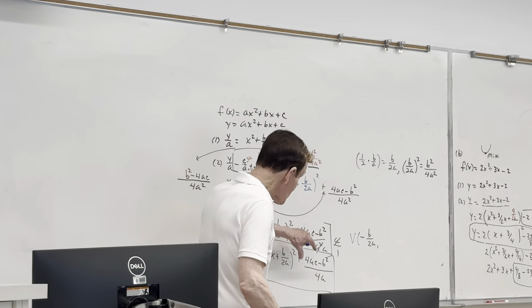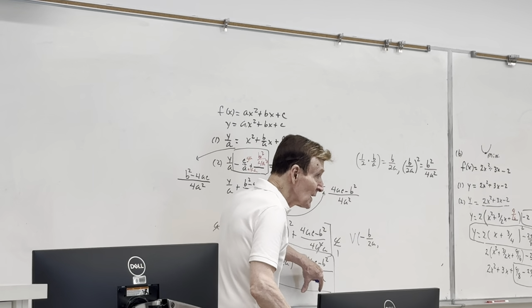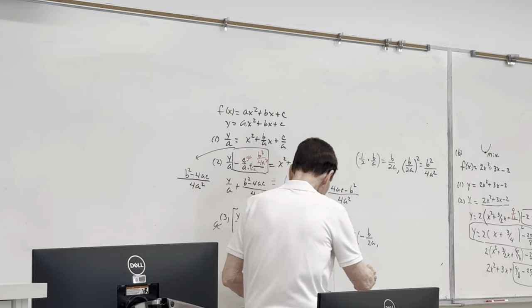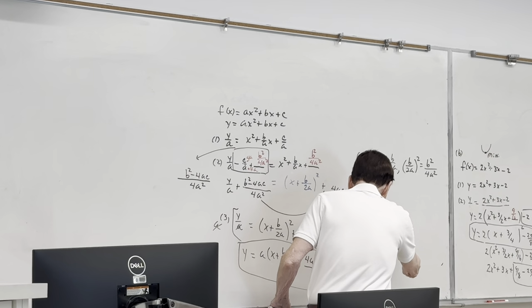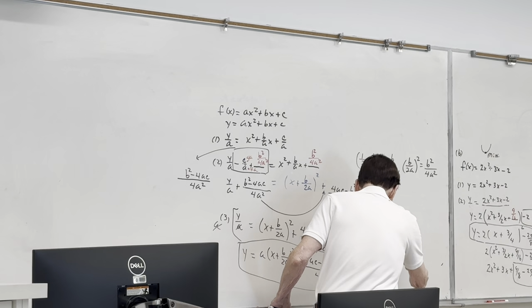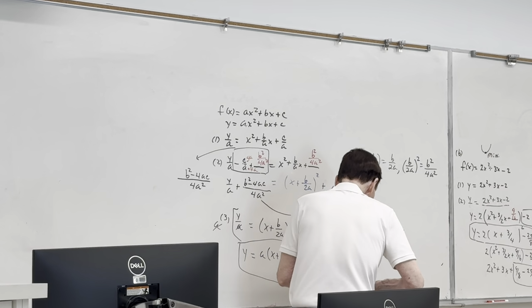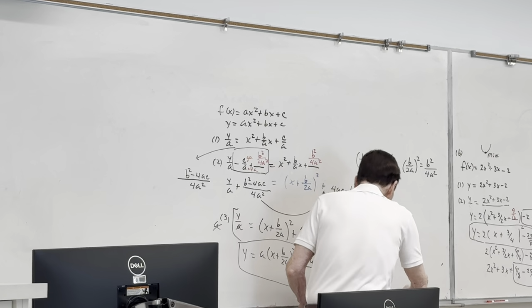The other part, this part here, look at this business here. This is the y. This is like the vertical shift. So that's going to be like 4ac minus b squared all over 4a. Close that up. And those are the coordinates of my vertex.